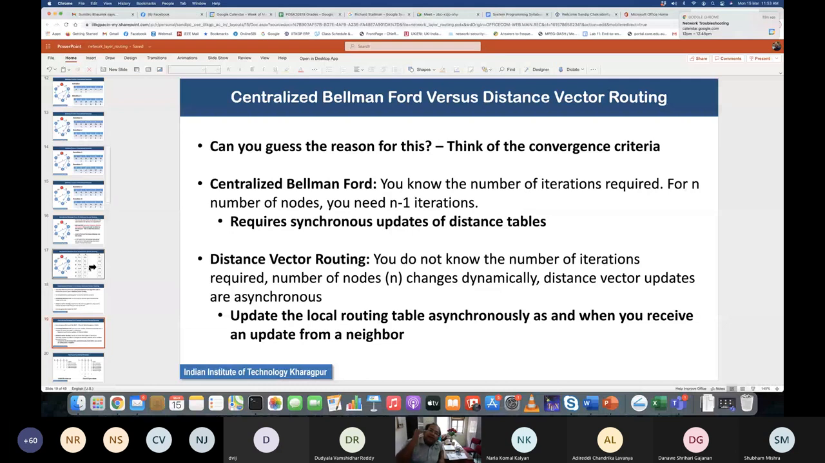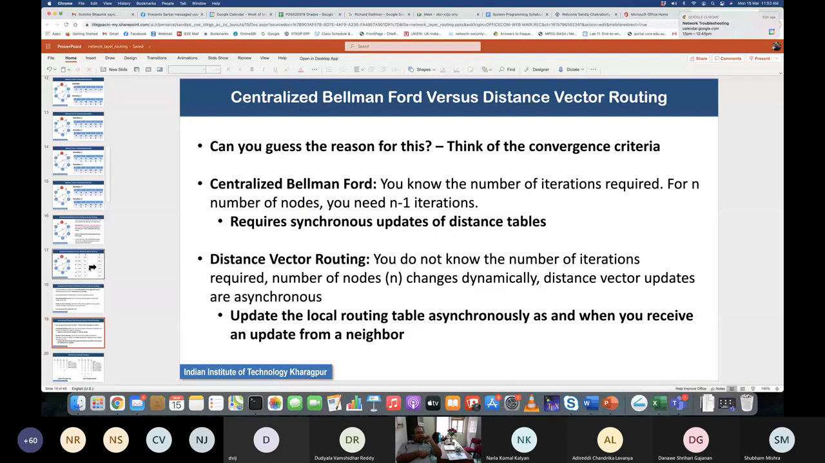So it is not like that in case of the centralized Bellman-Ford algorithm, where we know that after n-1 iterations, you need to converge, so you stop after n-1 iterations. But in case of distance vector routing, we do not have any such kind of fixed convergence criteria. Whenever I am getting certain information from my neighbors, I will update my local routing table. And that is the reason we have made this change. Well, we cannot do synchronous update, but if I try to find out the shortest path from every other node to myself, I need this kind of synchronous update. I need the information about the entire network. Well, without that, I cannot do it.